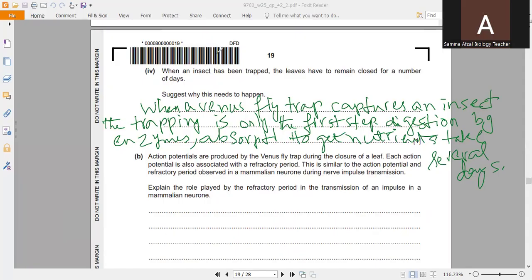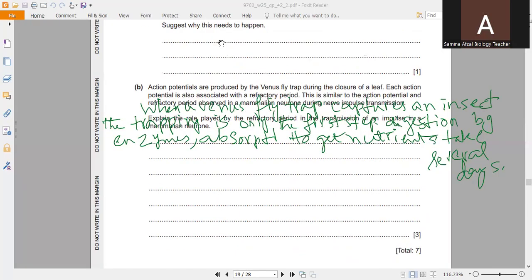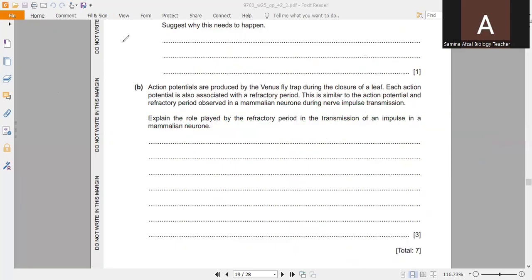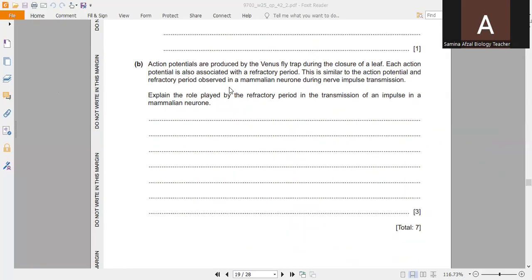So the last part of this question: action potentials are produced by the Venus flytrap during the closure of a leaf. Each action potential is also associated with a refractory period. This is similar to the action potential and refractory period observed in a mammalian neuron during nerve impulse transmission. Explain the role played by the refractory period in the transmission of an impulse in a mammalian neuron.